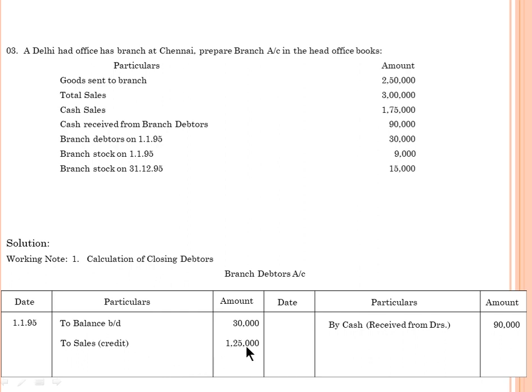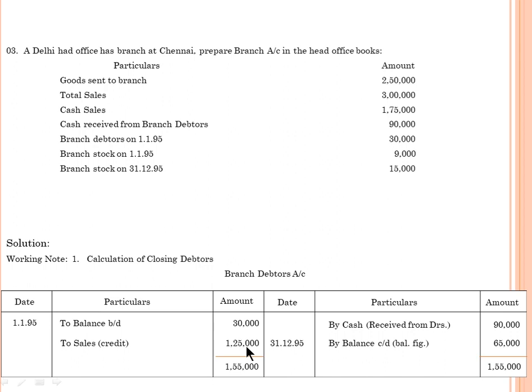How did you get the credit sales 1,25,000? The total sales is given 3 lakh, cash sales 1,75,000. Total sales minus cash sales, the balance we call as credit sale, 1,25,000. Find the total 1,55,000. The same amount you should record in the credit side, 1,55,000, and find the balancing figure at the end, 31/12/1995, by balance carried down how much? 65,000. So this is the branch debtors at the end, 65,000.